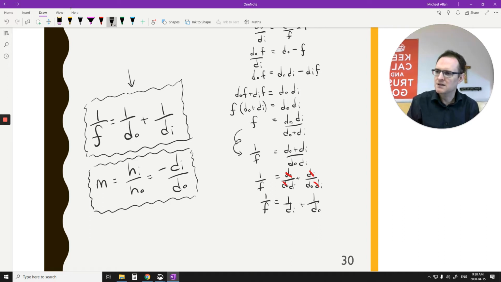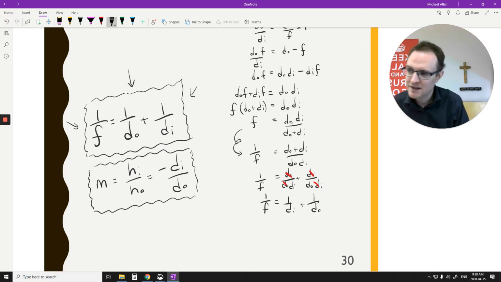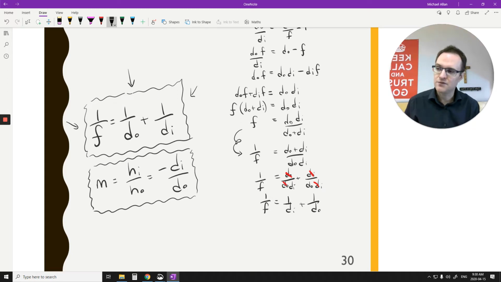So this big box on the top just talks about how to compare the object distance and the image distance to the focal length as well. And the one on the bottom here talks about finding the magnification. So M is your magnification.